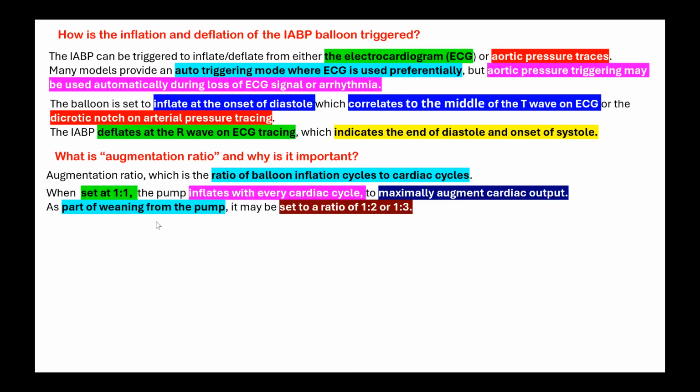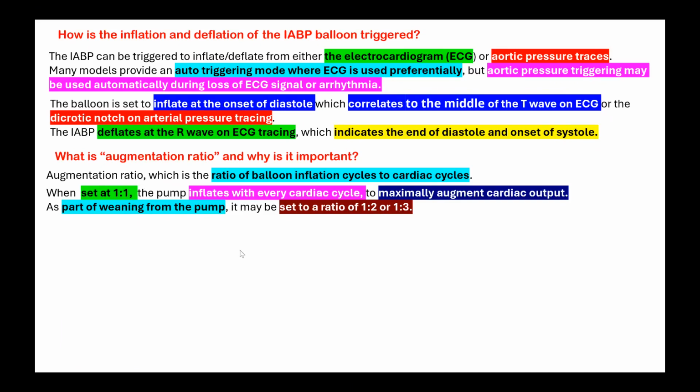And as a part of weaning of the pump, you have to go on reducing the support. So you make it 1:2, 1:3. That is one cycle by the aortic balloon pump for every 2 cycles of natural cardiac cycle, or 3 cycles. So during support, it should be 1:1. Every cardiac cycle should be supported by one inflation and deflation cycle of the aortic pump.